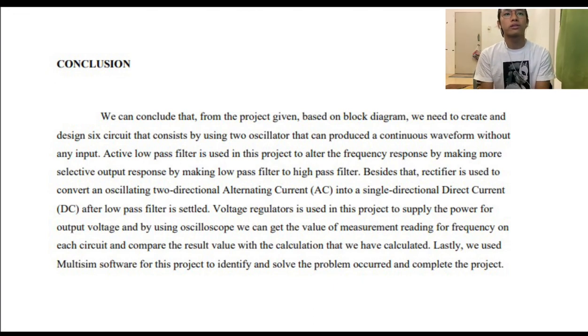Besides that, the rectifier is used to convert an oscillating two-directional alternating current into a single directional direct current after the low-pass filter is settled. Voltage regulators are used in this project to supply the power for output voltage, and by using the oscilloscope, we can get the value of measurement reading for frequency on each circuit and compare the result value with the calculation that we have calculated. Lastly, we use Multisim software for this project to identify and solve the problems that occurred and complete the project.